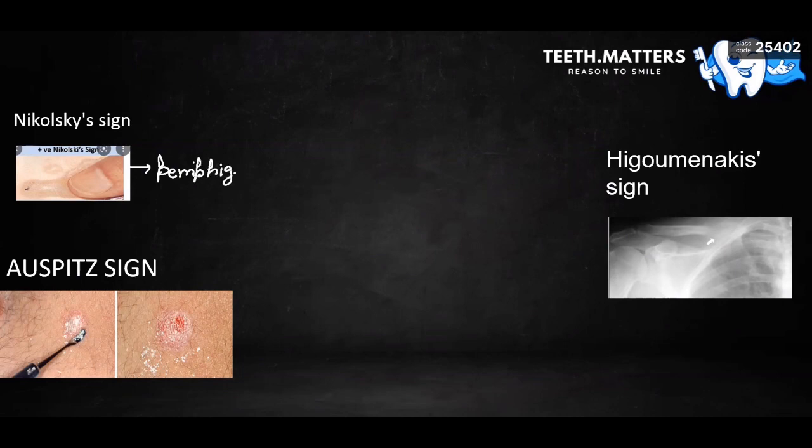It is one of the differentiating features between pemphigus and pemphigoid. In pemphigoid, Nikolsky sign is absent. It is also seen in recessive epidermolysis bullosa.